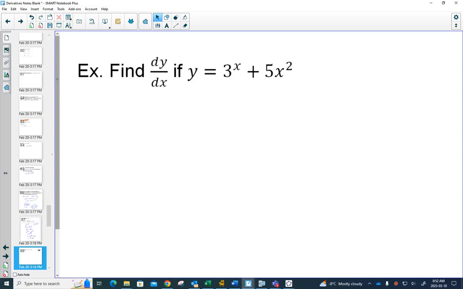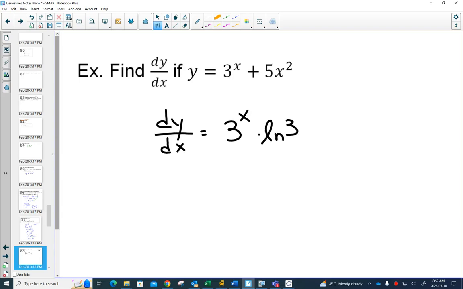So when we go through these, dy dx, well, this will stay the same times natural log of 3, and this one, bring the 5 on in front, will be 10x.